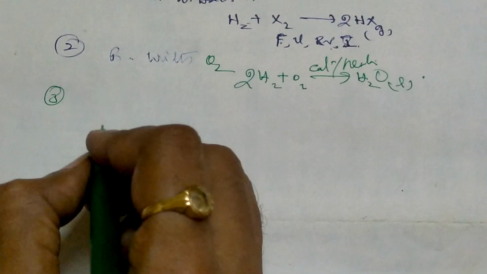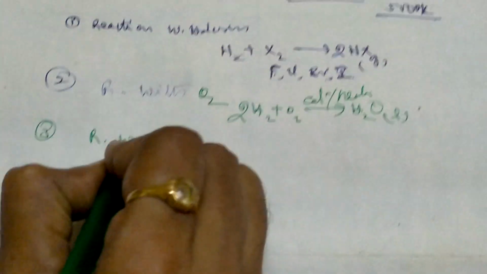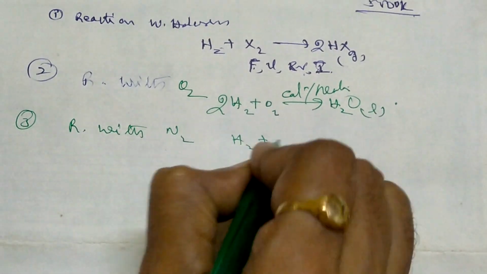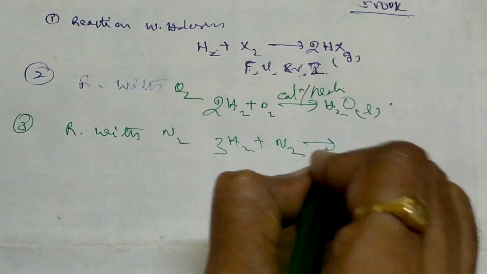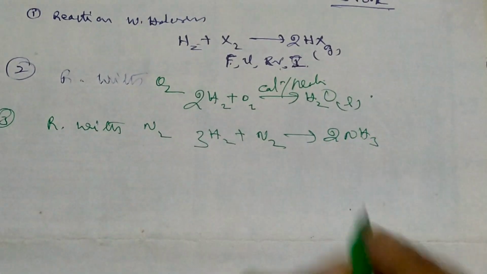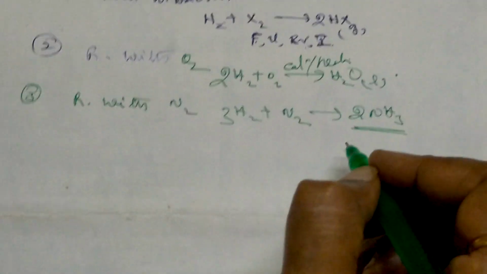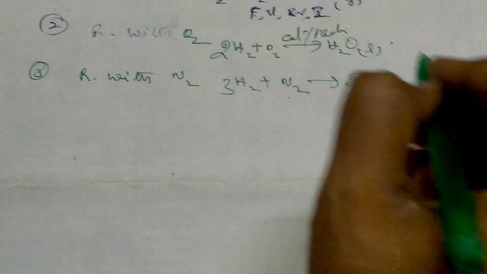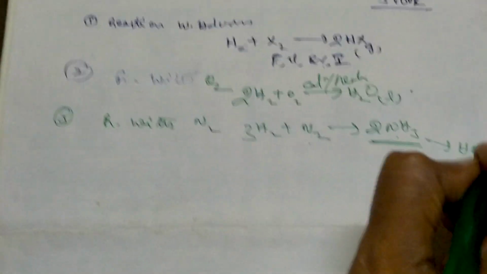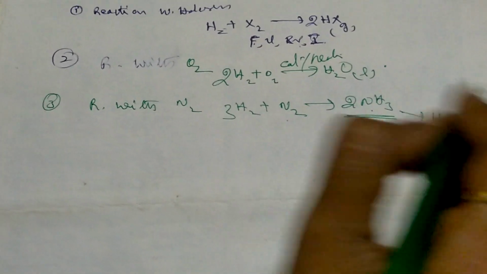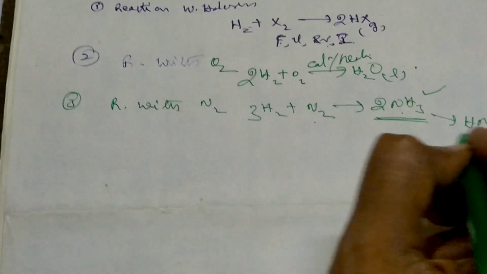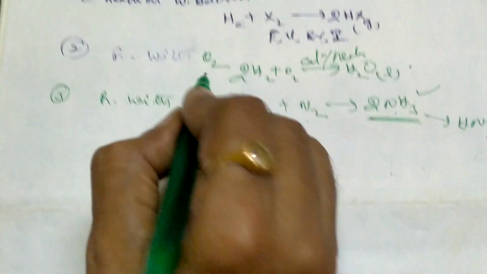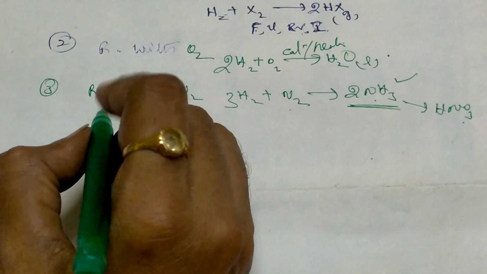Then comes the reaction with nitrogen. The most important reaction is N2 plus 3 H2 gives 2 NH3, ammonia. We have seen the Haber process. It is a good fertilizer. Ammonia reacts further to give nitric acid and many more fertilizers. That is with nitrogen. So halogens, oxygen, nitrogen.